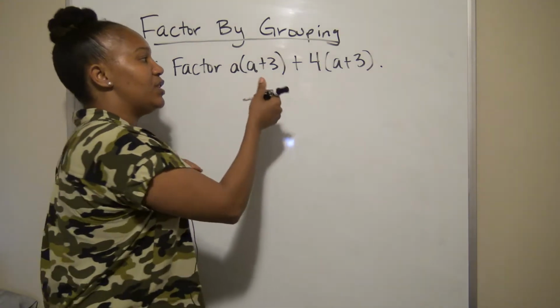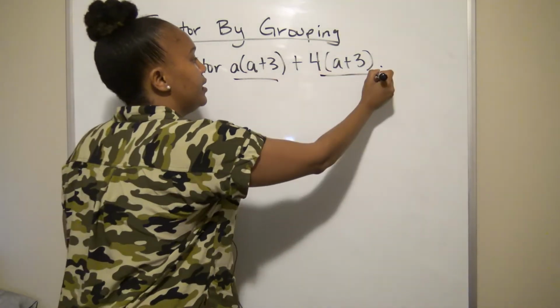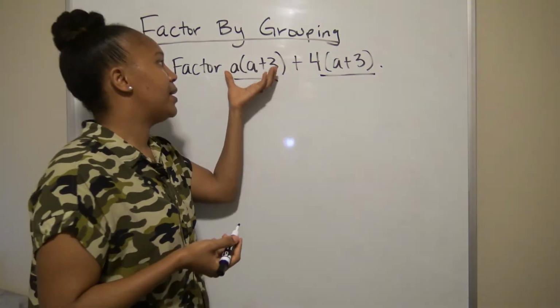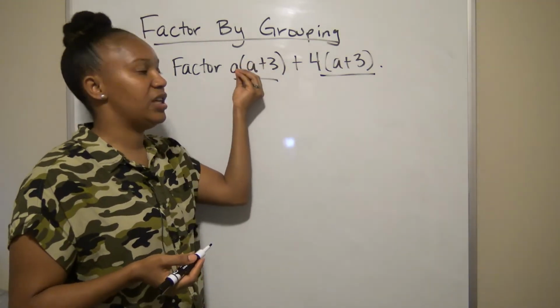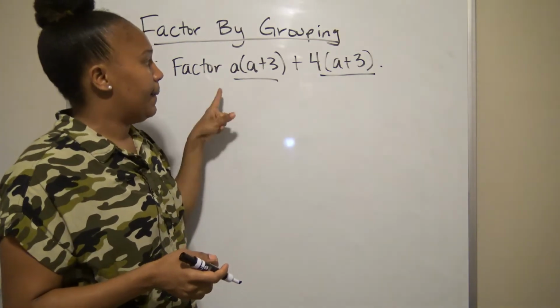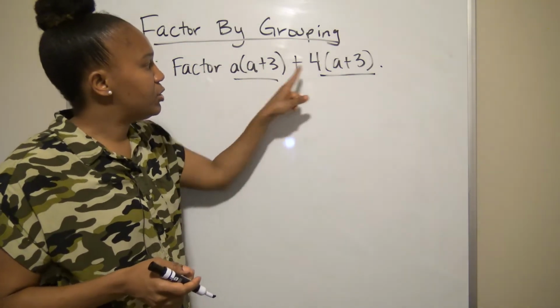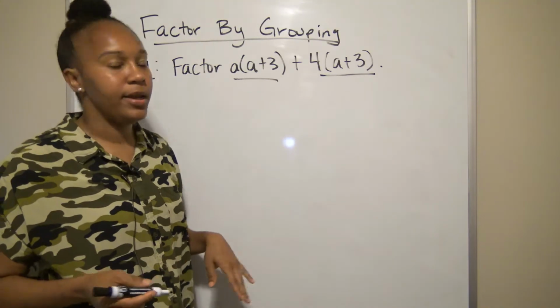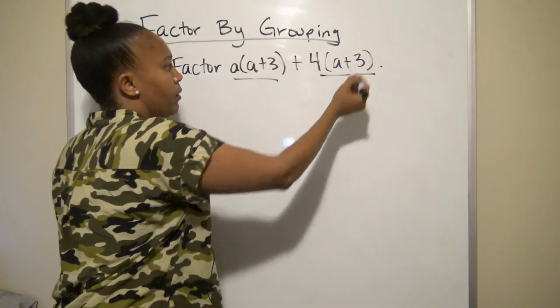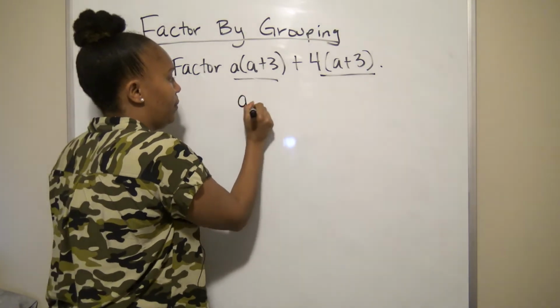Now this is two separate terms. This is a term and this is a term. So remember, terms are separated by plus or minus signs. And because these are being multiplied, those are considered to be together. What we want to do is look at these two terms and see what they have in common. If you look at them, what they have in common is this a plus 3.